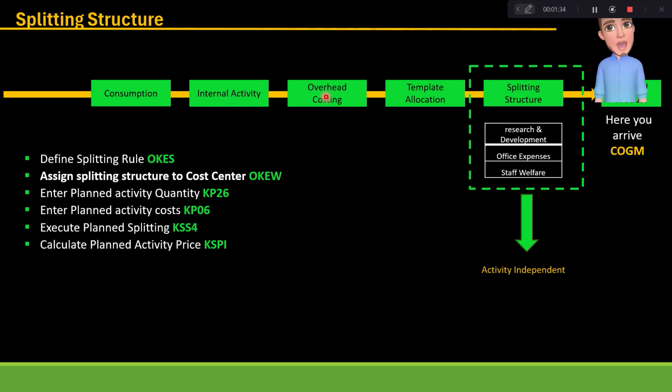In another session, I will be covering overhead and template. Now we are talking about splitting structure. How do I assign this research cost, office expenses, welfare, etc. to one of those? These are activity independent. How do we do that? There are some steps here. You have to define the splitting rule, assign the splitting structure to the cost center, assign planned activity quantity, enter planned activity costs, enter planned splitting, execute planned splitting and calculate planned activity price. So this is what we will be doing.